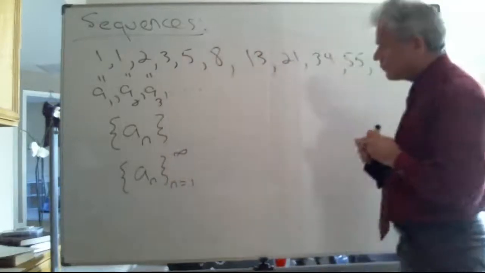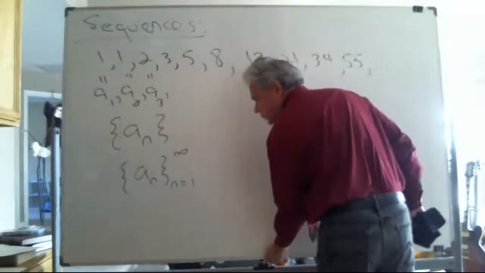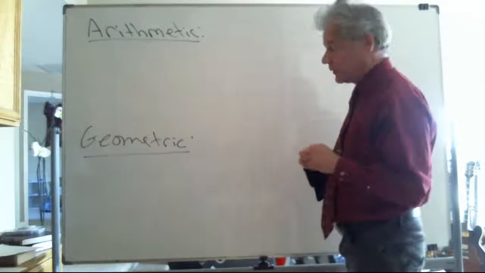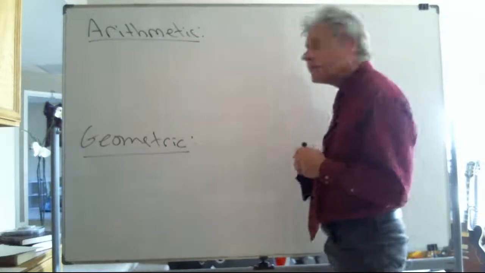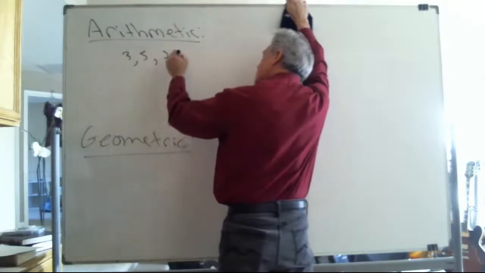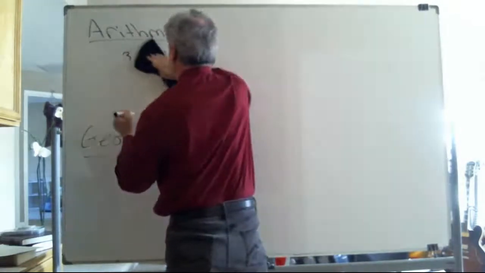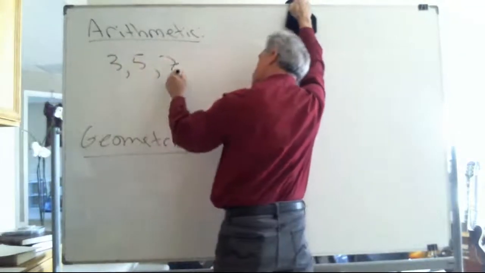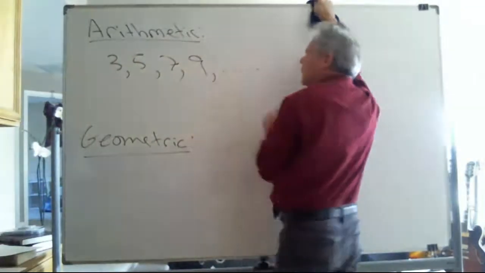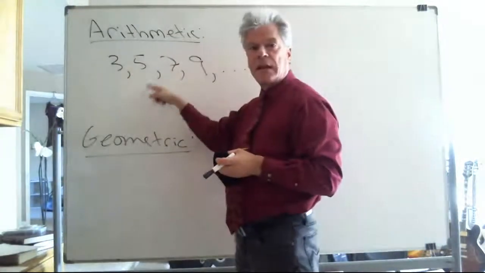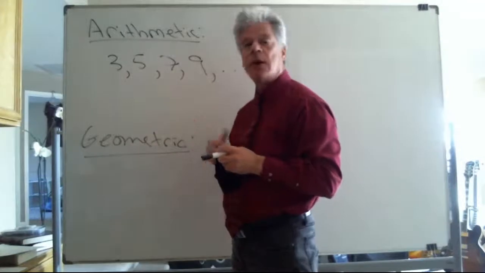Now, I know that you are already familiar with two types of sequences. So how about an arithmetic sequence? Here's a list of numbers that has the following quality. Notice how the difference between any two consecutive elements in my sequence is the same. I have a common difference.